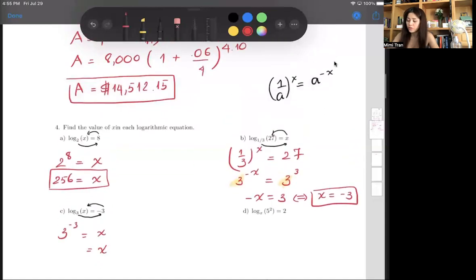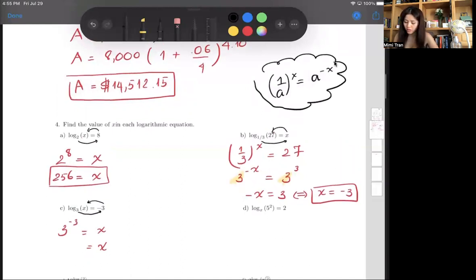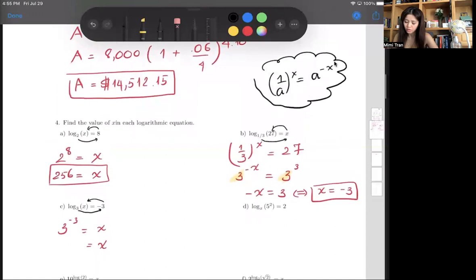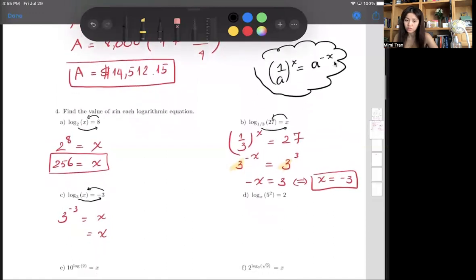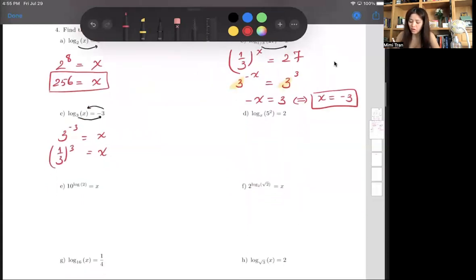Remember that rule I told you up here. Now you reverse engineer, right? You go from right to left. So you start out with 3 to the negative 3, so it's going to be (1/3) to the third, right? So this is (1/3) to the third equals x. Well, 1 cubed is 1, but 3 cubed is 27, so x equals 1/27.